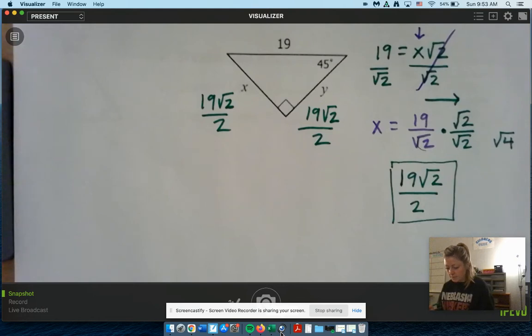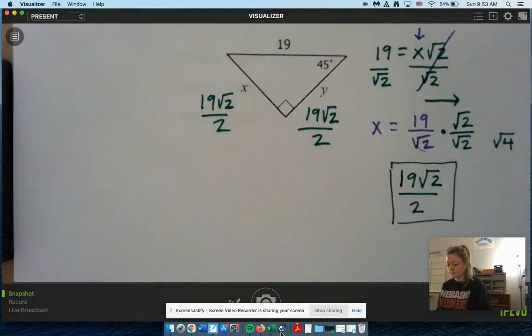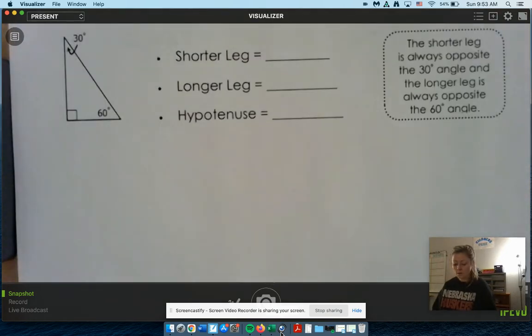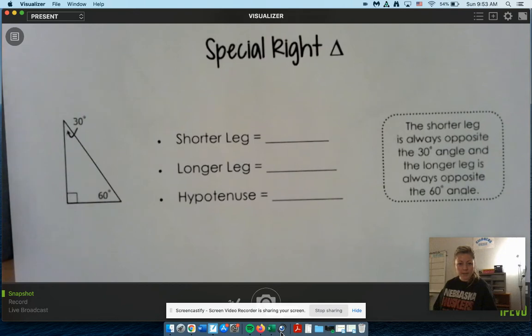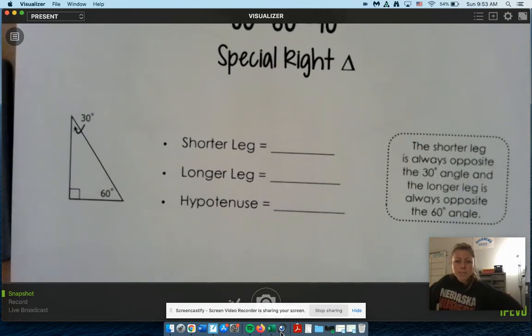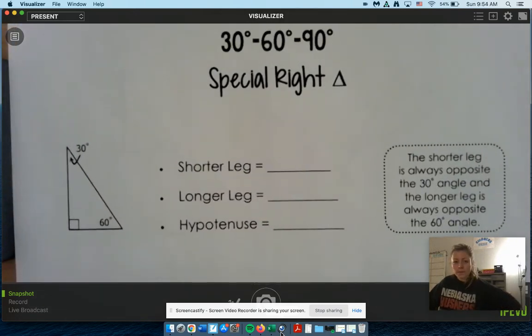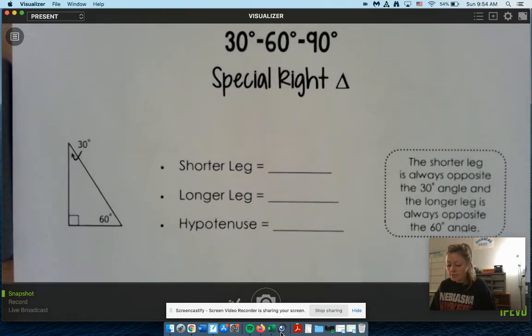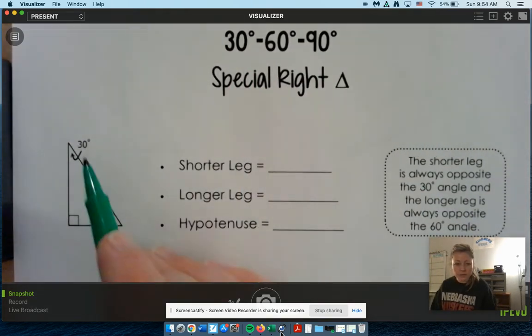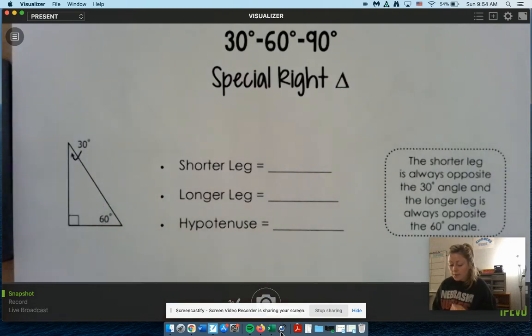All right. Let's shift to 30, 60, 90 triangles. All right, folks. Here we are. Okay, so again, the 30, 60, 90 is referring to those angle measures in this right triangle. And we had a little bit of practice with this last week or earlier in the week, depending on if you're A or B, labeling short, long, and hypotenuse, right? So that's kind of what's going to happen here.